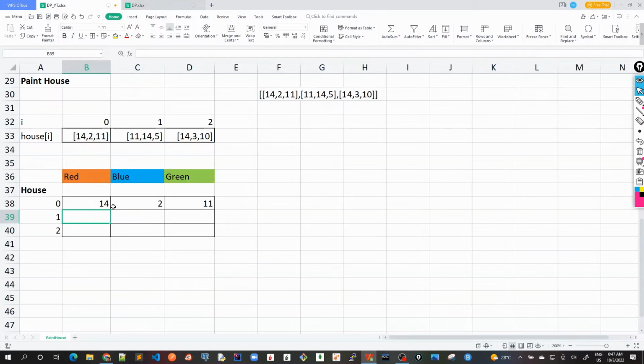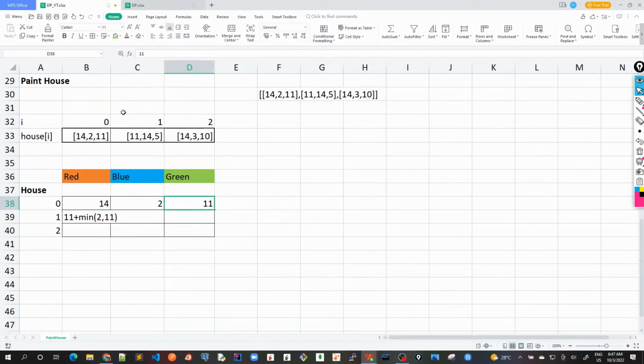So that's why the formula would be that the minimum cost involved when I'm painting this first house with red would be 11 plus the minimum of blue or green, right? Because we have painted the previous house with either blue or green if I'm painting this house with red. So it could be either blue or green with which I have painted the very first house, the 0th house. And the minimum of blue and green is 2, right? So it would be the minimum of 2 and 11.